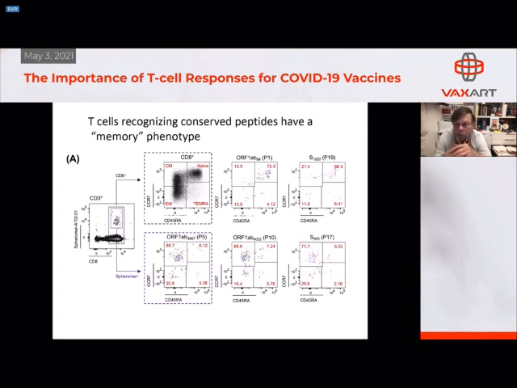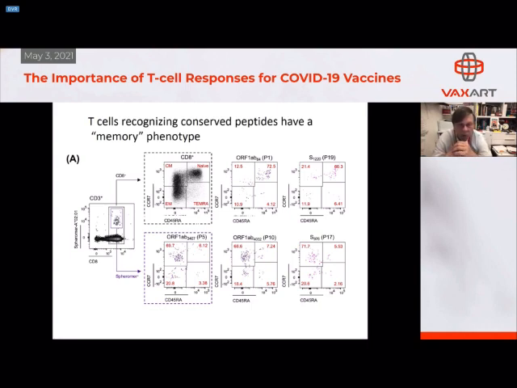And these are the cells you want. Memory cells are tremendously protective, and they're ready to go. They are primed to get going right away. Naive cells take time to reorient themselves, and if you have that time, that's great. But if it's a fast-moving virus, you don't have that time, and that's where you want memory cells. And that's part of what vaccination is geared towards, to create a pool of both T and B cell memory phenotype cells.